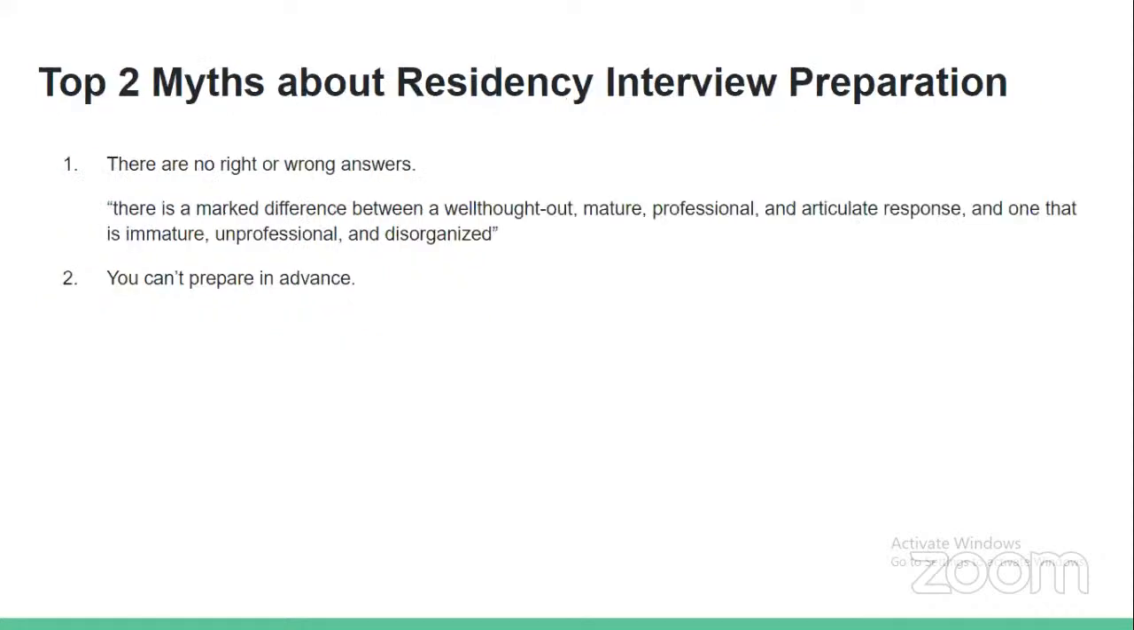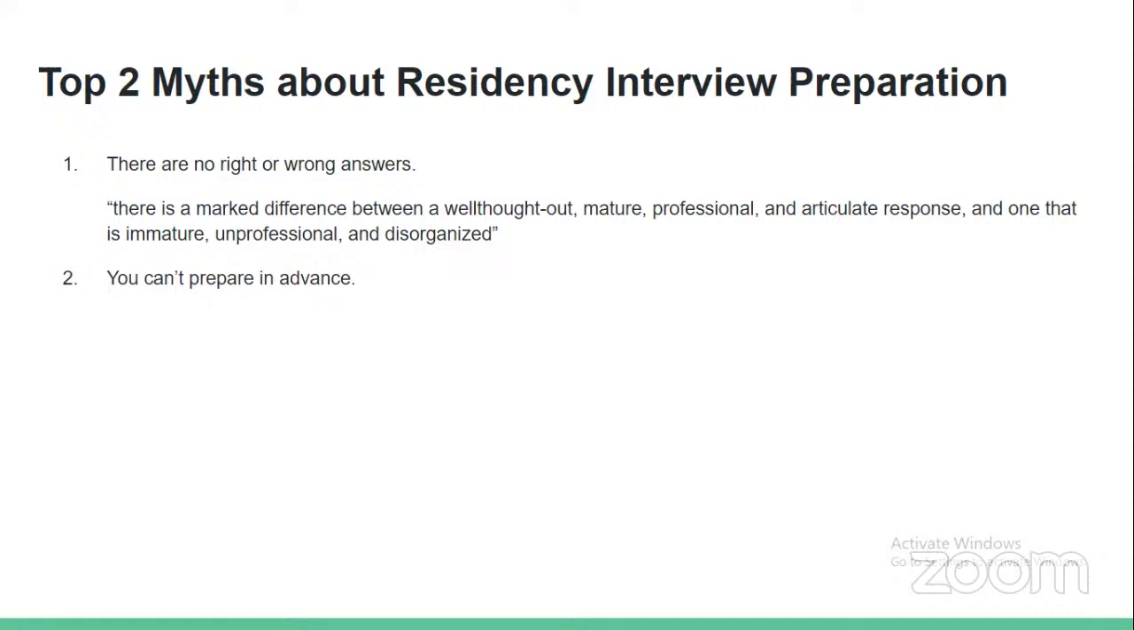There are two myths about residency interview preparation. The first one is that there are no right or wrong answers. Although there are no right or wrong answers, there is a right way to answer and a wrong way to answer. Your answer should be a well-thought, mature, professional answer. We will talk about it more in the other slides.